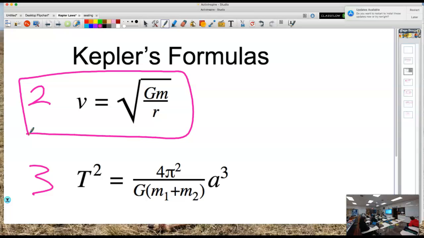Now, if you go to the unit, there's a link to the formula sheet that has these two formulas on it. You can print that out. You can use it on any test, quiz, or assignment that we have. You do not have to memorize these things. Not at all. You just have to be able to use them and know what goes in those places. Make sense? Okay.